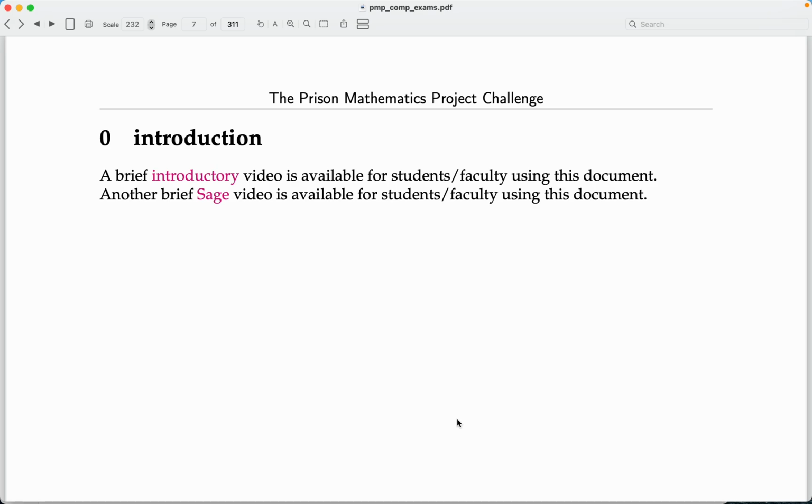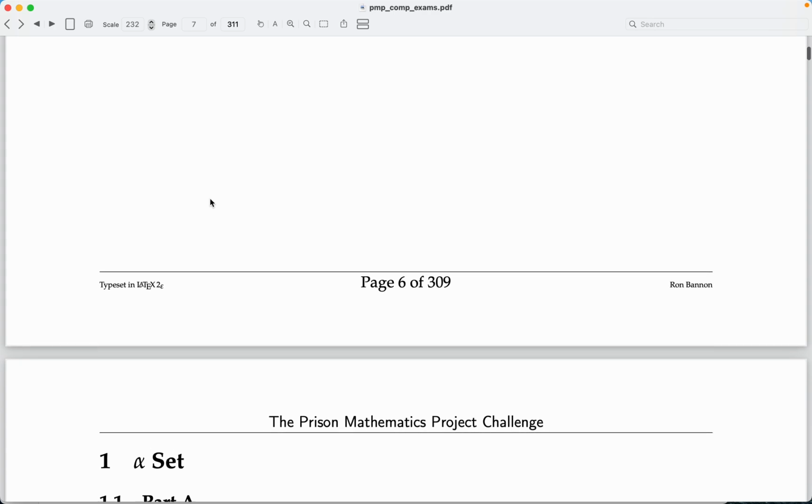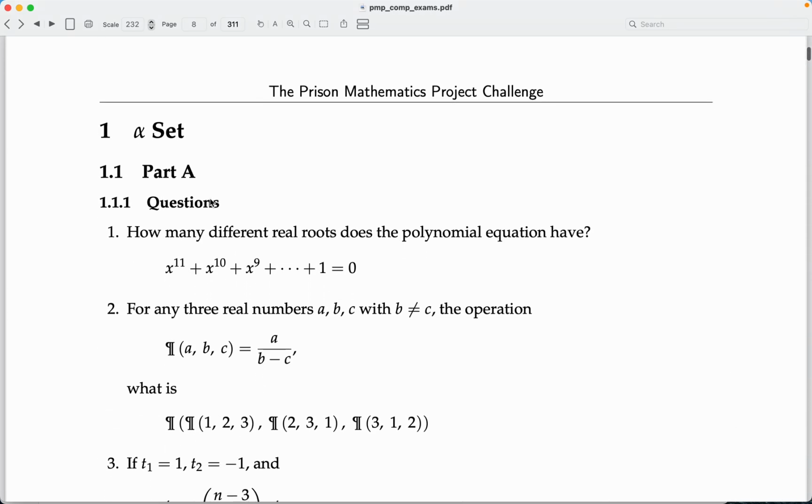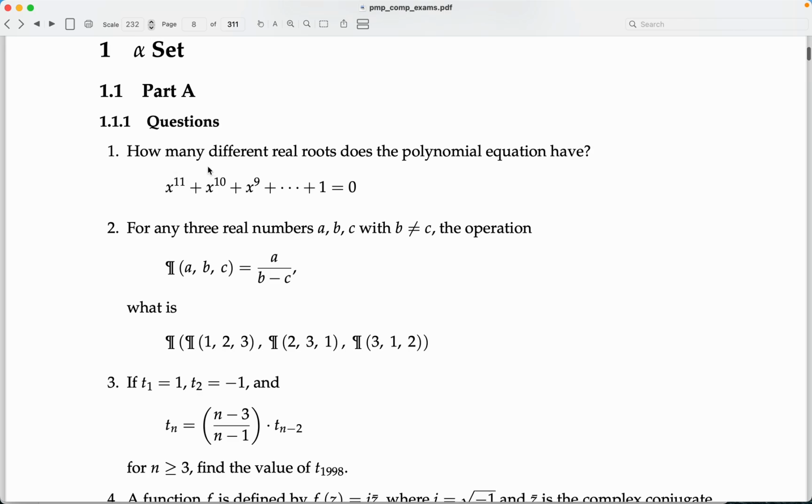Okay, I want to recommend, if you've not done so already, that you take a look at the brief Sage video in the introduction. At the current time, this is on page 6 of 309. I'm going to go to the first set, and this is about using Sage. Certainly the way we're doing these problems is with paper and pencil, and that's the way you're supposed to do them, paper and pencil.